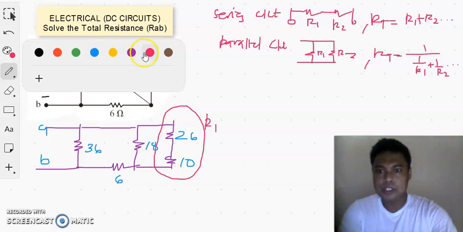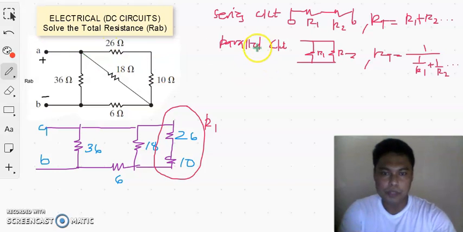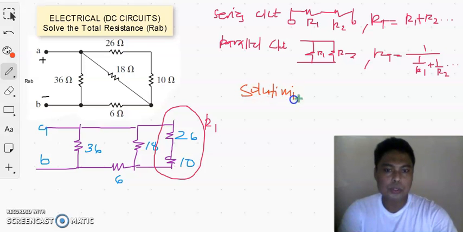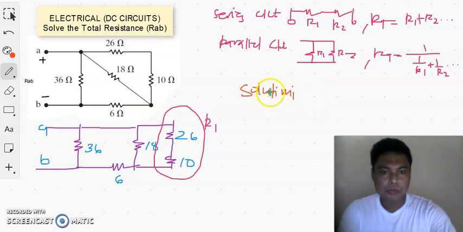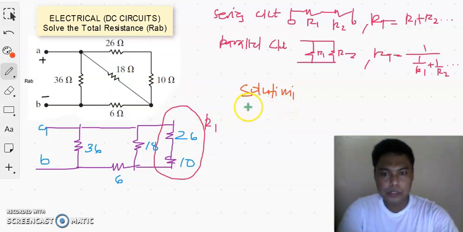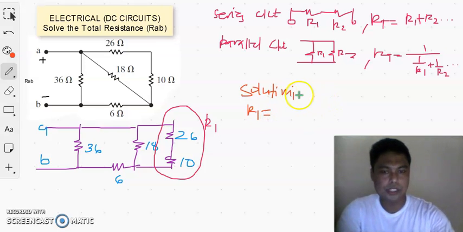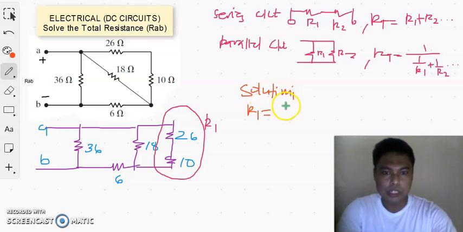This is our solution for this problem. We have here the solution. Okay, for you to easily understand, you need to solve it step by step. So we can have it R1. Our R1 is, as I said, for series circuit we get the total of the resistors. So this is 26 plus 10. So this is 36 ohms.